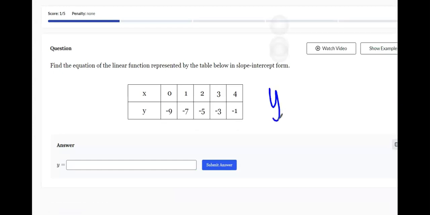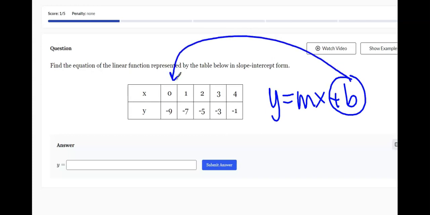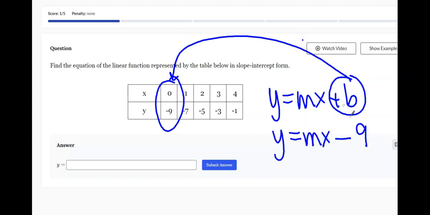Let's do this again. All right, I'm looking for my rate of change and I'm looking for my y-intercept. The y-intercept can be found in the table with your eyes. So for us, our y-intercept is -9. So I don't need this plus sign because the 9 is negative.